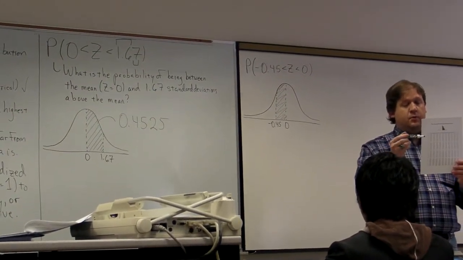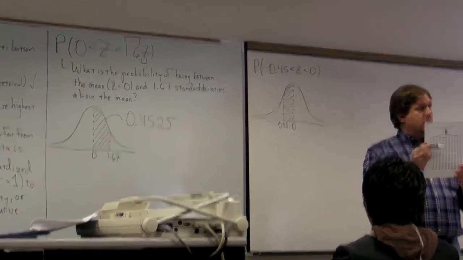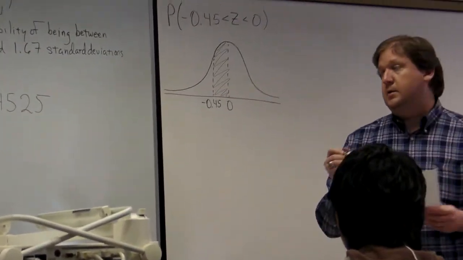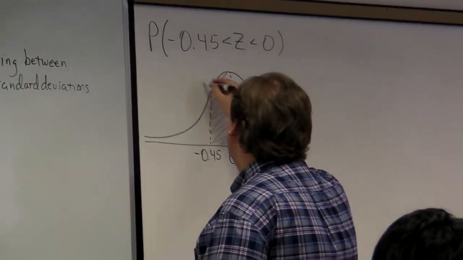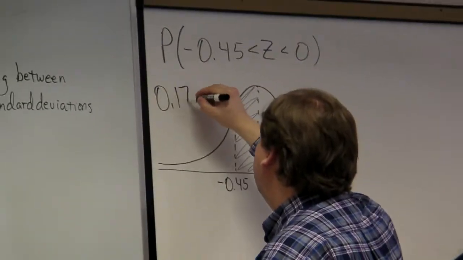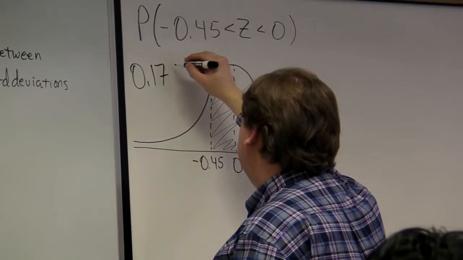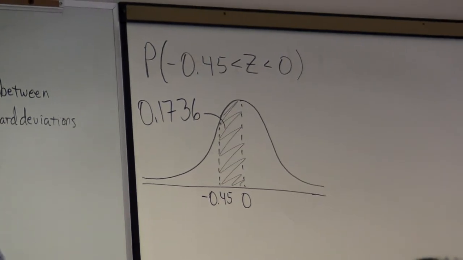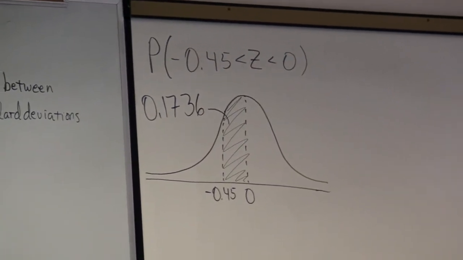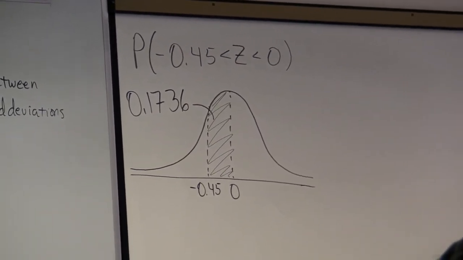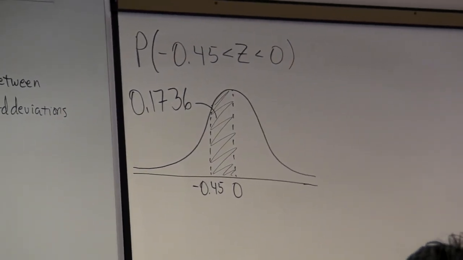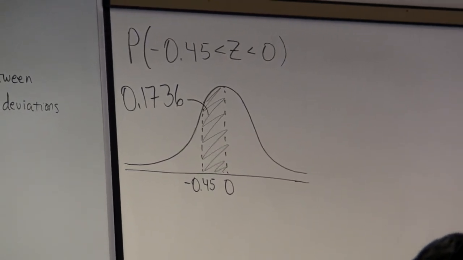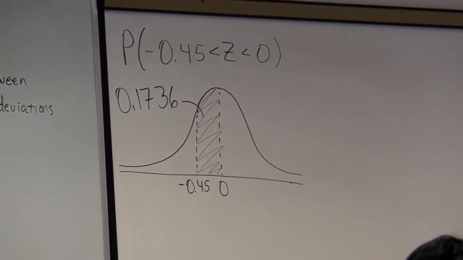So in this case, we look up 0.04, go across to the 0.05 column, and what we get is an answer of 0.1736, or 17.36%. Any questions about this one? Everyone feel okay with this so far?